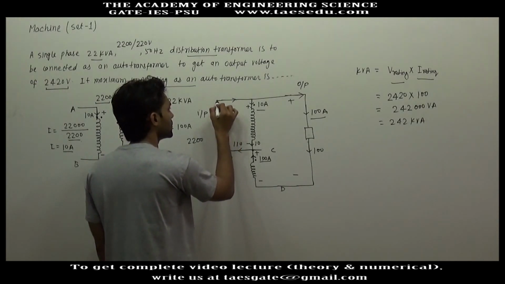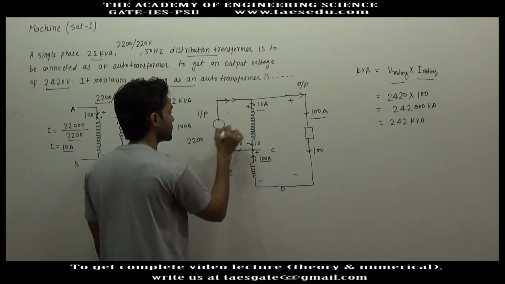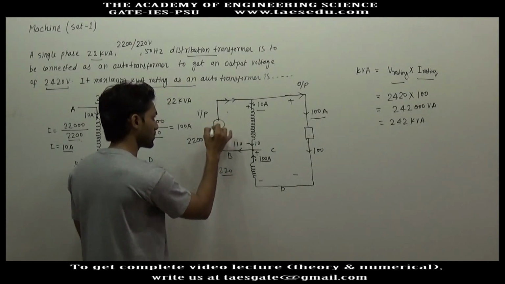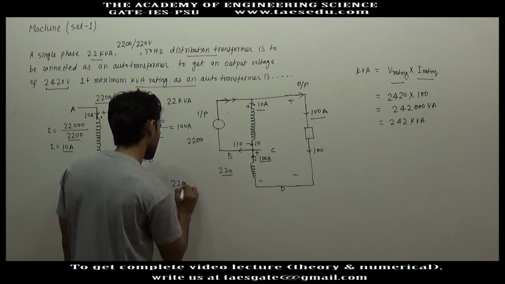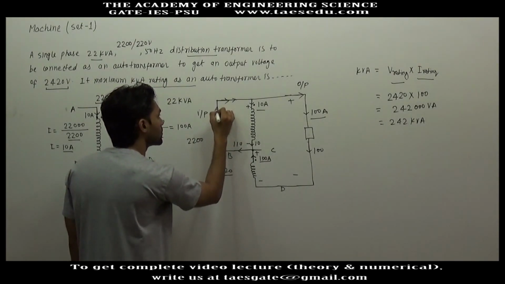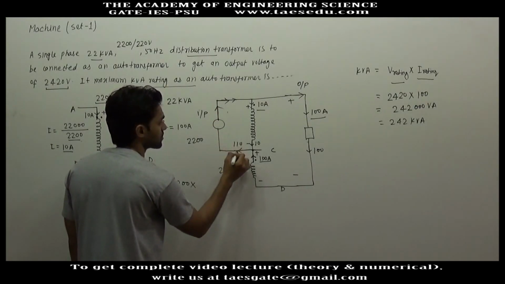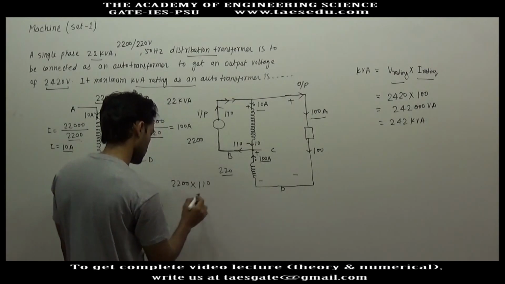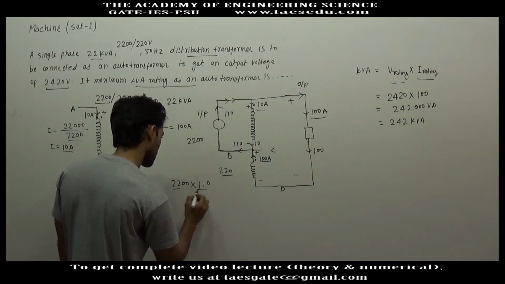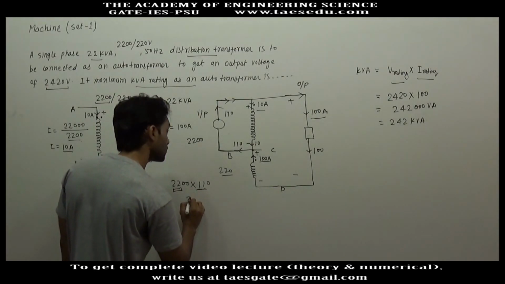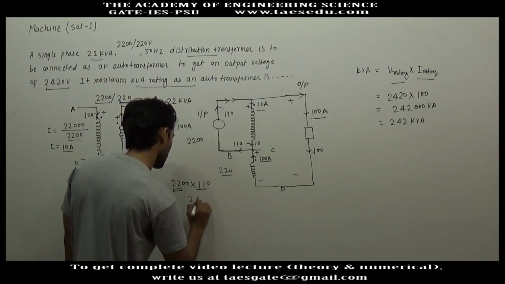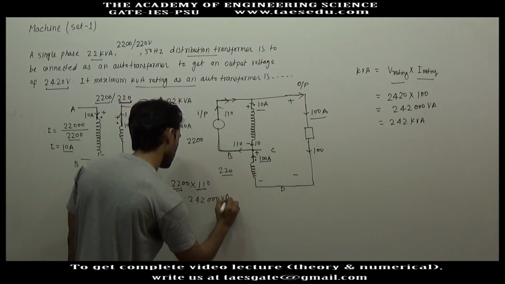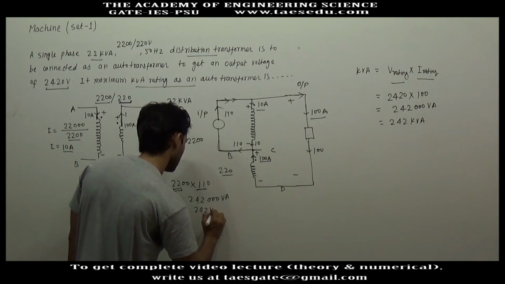So what is the kVA supplied by this source? The kVA supplied by this source will be the source voltage into the current from this source. Current from this source is 110 ampere. Okay, so again you will get 11 into 22, this will be 242 volt ampere, that is 242 kVA.